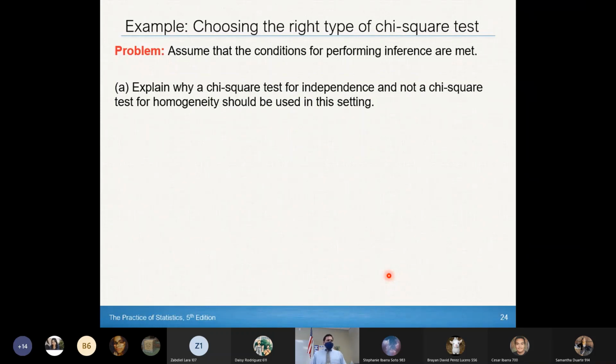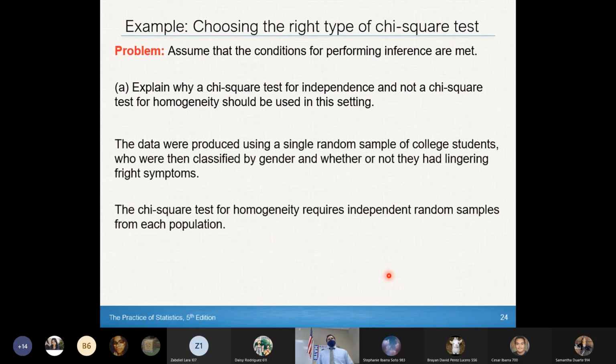We want to explain why a chi-square test for independence and not a chi-square test for homogeneity should be used in this setting. Right. And that's because the data were produced using a single random sample of college students, who were then classified by gender and whether or not they had lingering fright symptoms. The chi-square test for homogeneity requires independent random samples from each population.